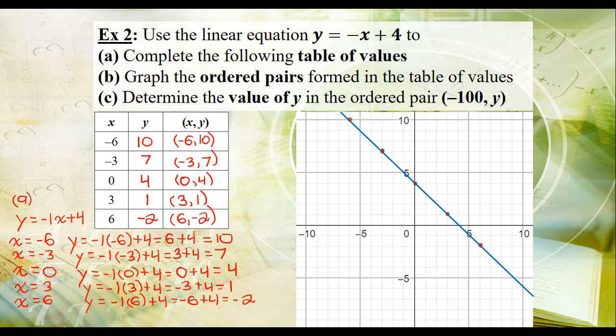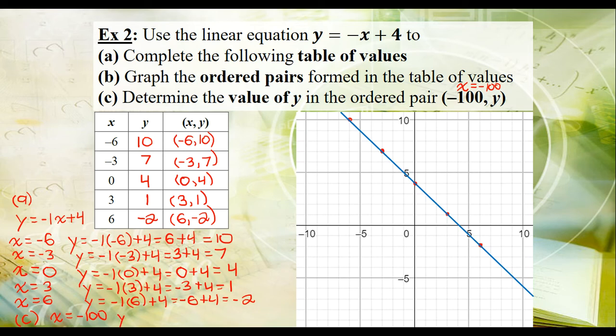Okay, part C, let's not forget it this time. So part C says determine the value of y in the ordered pair -100, y. Okay, so what this is telling you right here is it's telling you that the value of x is -100, and it wants to know what the value of y is. This is almost identical to what we did in part C from the previous example. So for this, we're going to sub in x is equal to -100. And then we're just going to evaluate the equation for x is -100.